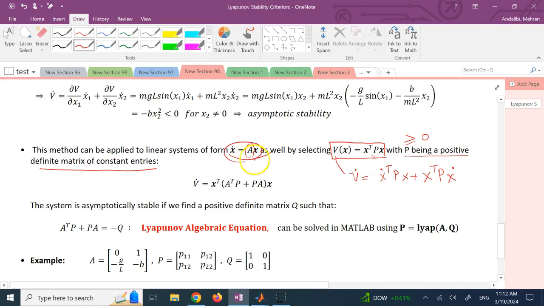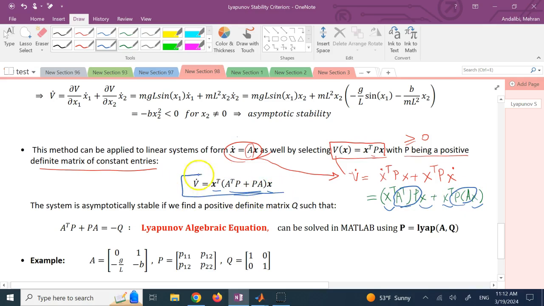Now, what is x dot? x dot is A times x. So if x dot is A times x, then x dot transpose is going to be x transpose A transpose, like that, times Px, plus x transpose P times Ax. And if you look at these two, they both share x transpose and x on their left and on the right side, so you can factor it out, and inside of it you will get A transpose P plus PA, which is this guy.